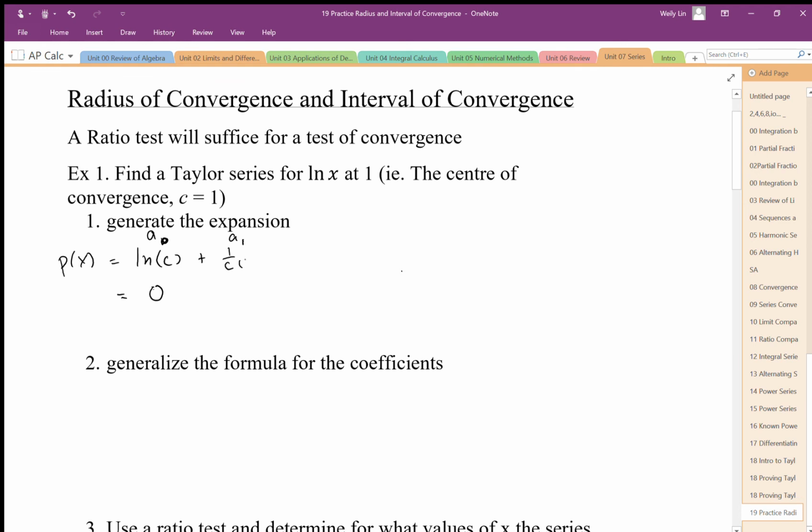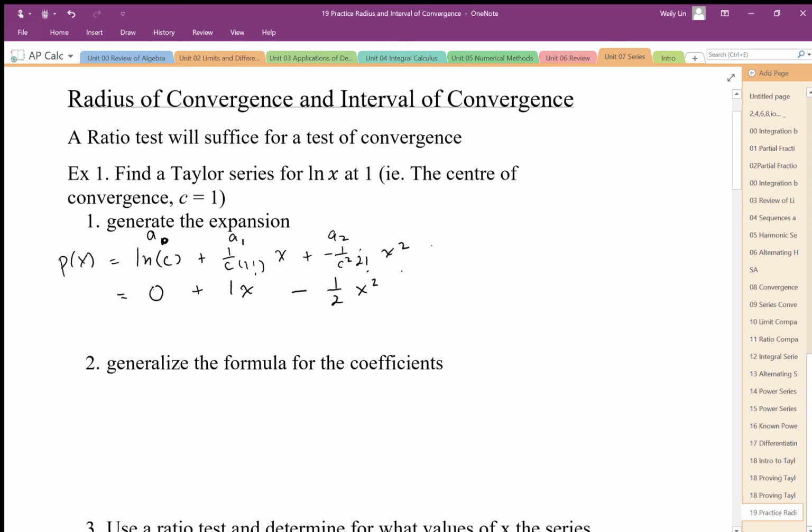a1. So this is going to be 1 factorial. And then it's going to be x to the power 1. Okay, so when we plug in c equals 1, we still get 1. So we end up with 1x. Okay, so then we move on to the next term. So a2 is going to be negative 1 over c squared. And then it's going to be x squared. I need my 2 factorial divided by 2 factorial, and then it's going to be x squared is my power series part. So when I plug this in, I'm going to get negative 1/2 x squared.